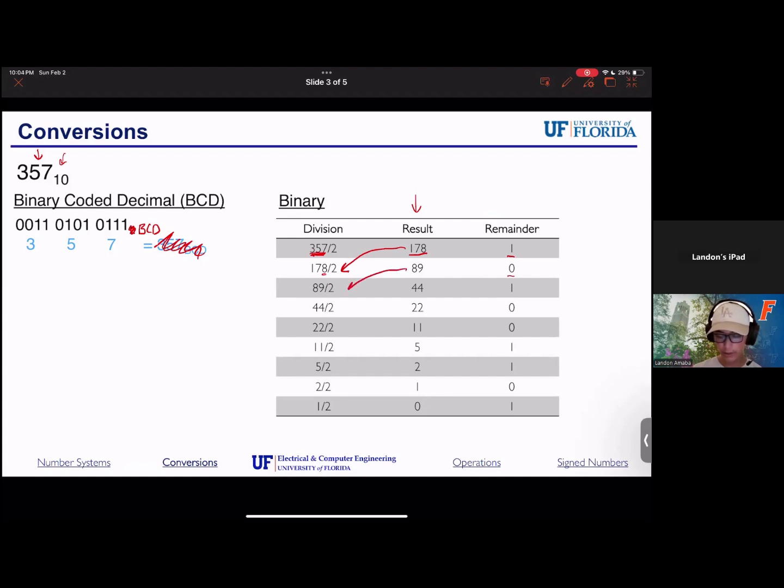And you basically continue this process all the way down, and we'll skip to 2 divided by 2. We know that's 1 with 0 remainder. We'll take this 1 into the division column.